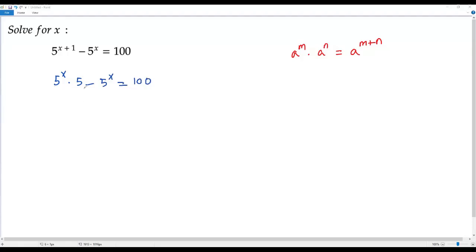Now, the greatest common divisor for these two terms is 5 to the xth power, because I find 5 to the xth power in both the terms. So 5 to the xth power can be factored out. If I factor 5 to the xth power out, then I'm getting 5 minus 1 inside the parenthesis.